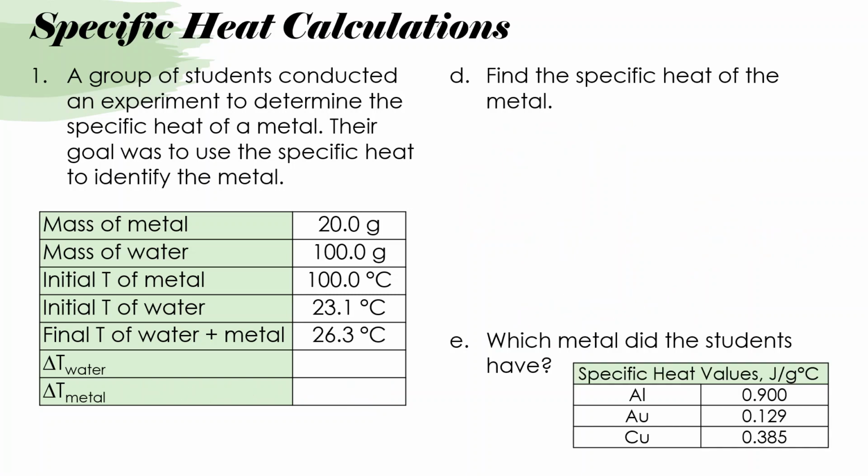Now that we've figured that out, we know what our specific heat is. Which metal is this most likely to be? Based on my values here, it looks like the most likely metal is going to be aluminum.